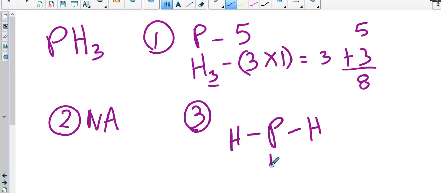Okay. And so, what's step 4, Erica? To fill the octet for the terminal atom. Okay. So I'm filling the octet.